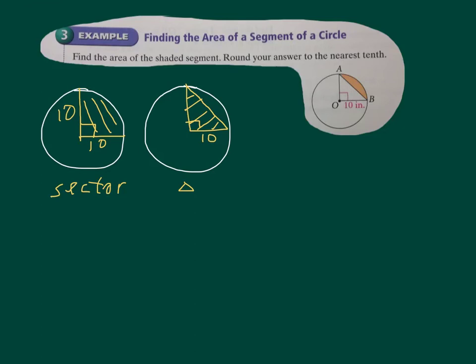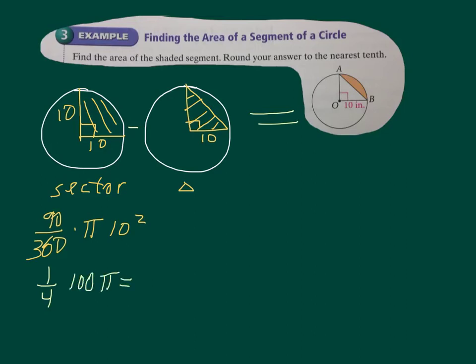Okay, as it said on the previous slide, we're going to find the area of the sector, and then we're going to subtract from that the area of the triangle, and that will equal the area of the segment. Alright, what's the area of the sector? The area of the sector is going to be 90/360 or 1/4 the area of the circle. The area of the circle is pi r squared, which would be 100 pi. So 1/4 of 100 pi. The area of the sector is going to be 25 pi.